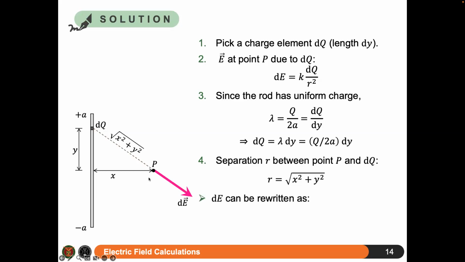Okay. So now, plugging everything here, plug natin itong lambda dy dito sa dq, plug natin yung r dun sa dE. Okay, so dE can be written as the following. k lambda dy over square root of x squared plus y squared, squared. So wala na yung square root. Okay, meron ka na lang ganito.